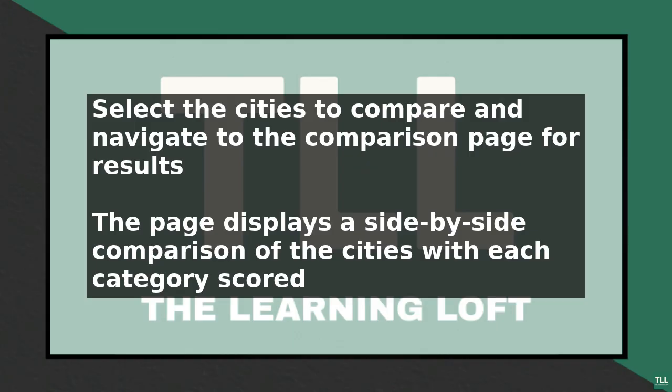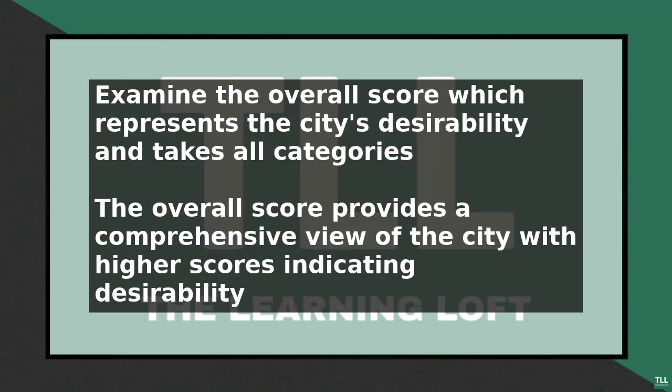Now, examine the individual categories, such as cost of living, crime rates, and education. Each category has a score, and you can see how each city compares to the other. For example, if a city has a cost of living score of 90, it means that the cost of living in that city is 10% lower than the national average.